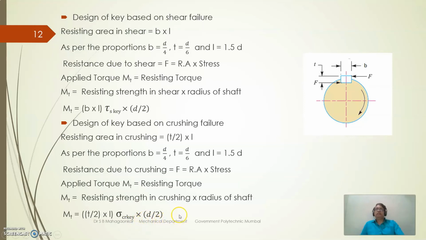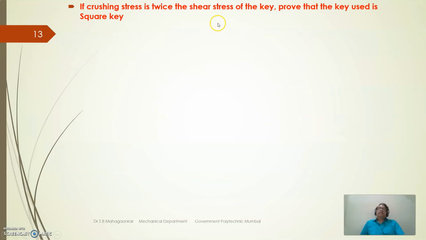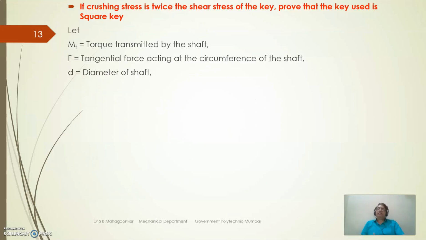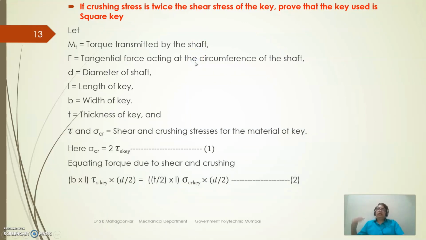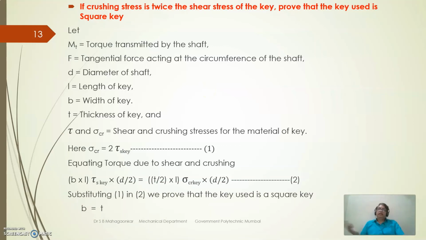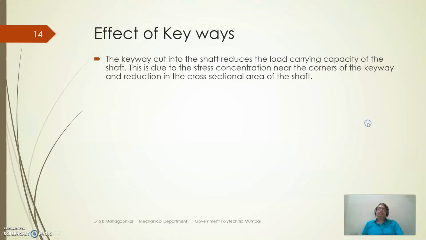This is based on crushing and this is based on shear. So if the crushing stress is twice the shear stress, it proves that the key used is a square one. As we had discussed already on the board, the same thing is given here. So try to write down the two equations, 1 and 2. One is based on shear and the other one is based on crushing, and then you equate both. Equating shear and crushing, you can find that P is equal to T.